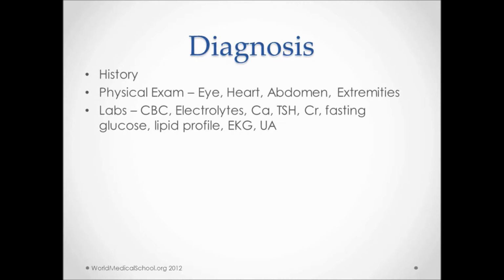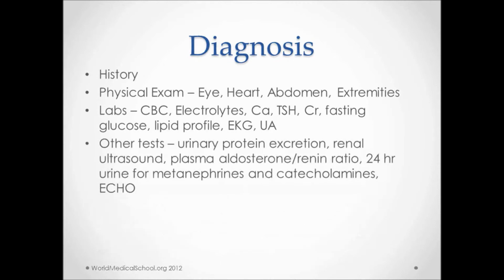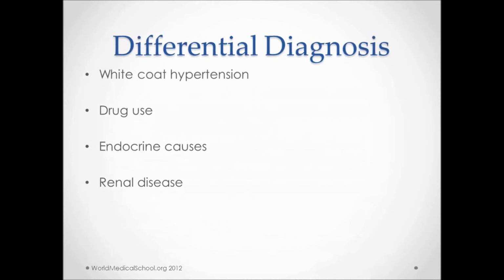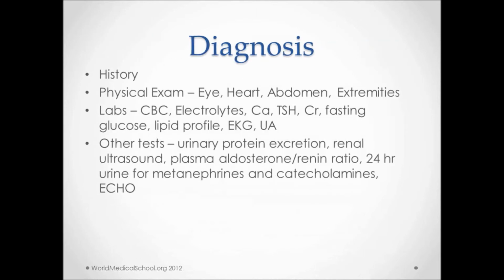A standard blood test should be done to exclude secondary causes: CBC, electrolytes, calcium, TSH, fasting glucose and lipid panel, urine analysis, and an EKG. Other advanced tests may also be done, like a renal ultrasound for renal artery stenosis, plasma aldosterone to renin ratio for primary hyperaldosteronism, urine metanephrines and catecholamines for pheochromocytoma, and echo for any heart changes.